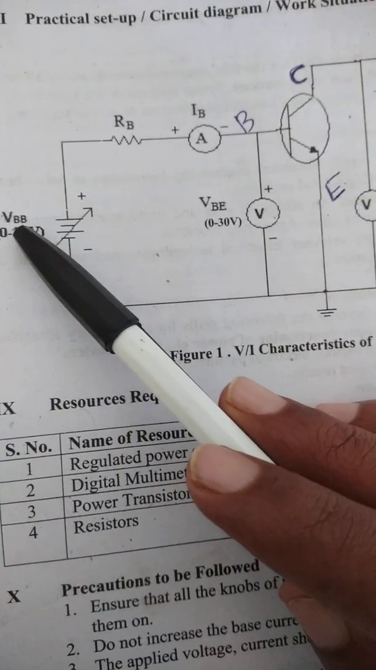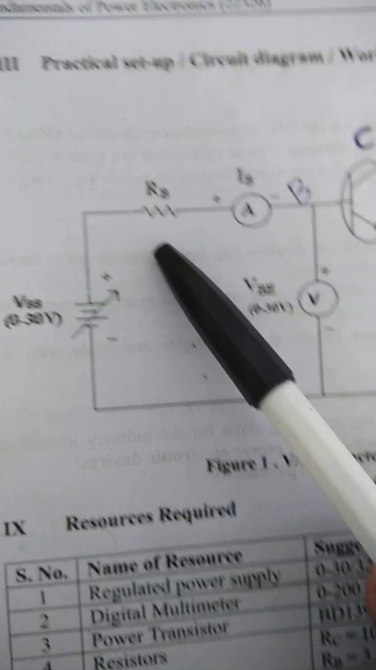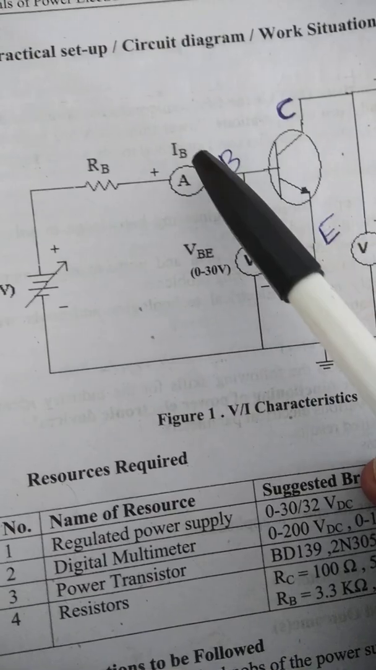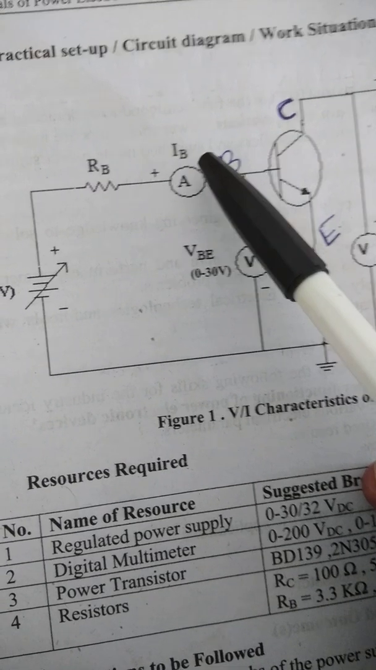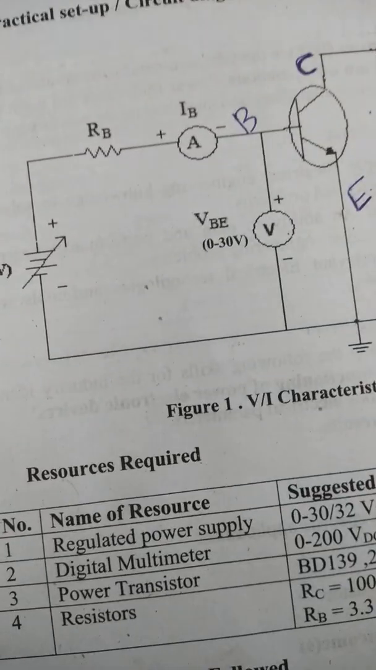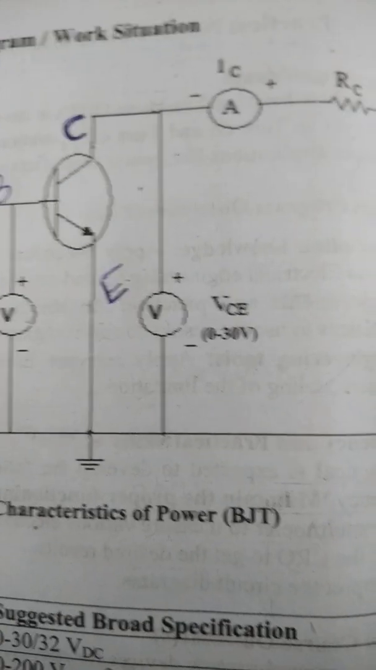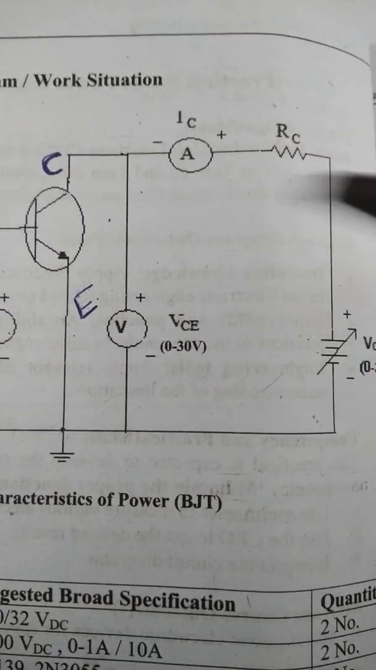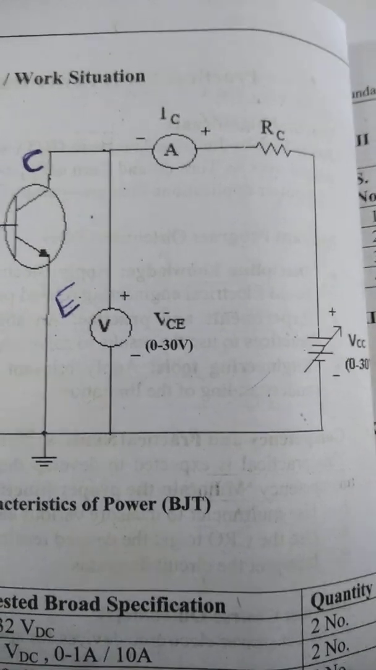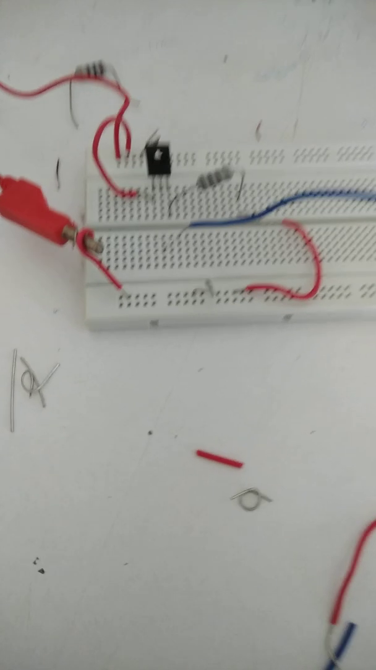VBB, it is voltage supply to base terminal. RB, it is resistor connected to base terminal. IB, it is base current. It can be measured by using ammeter. Similarly, RC, it is resistor connected to collector terminal and VCC, it is voltage connected to collector terminal. We have to build this circuit diagram on the breadboard.